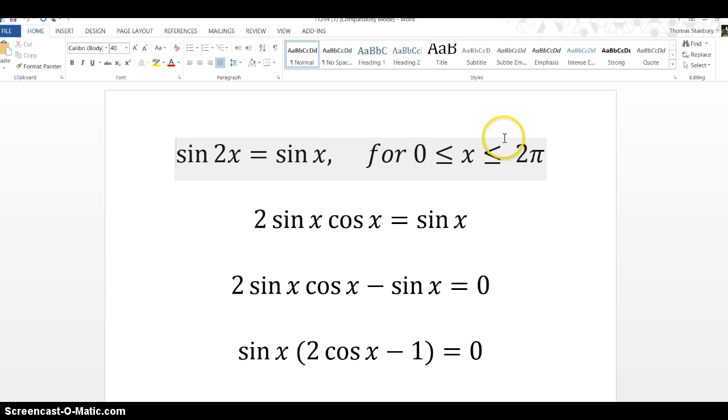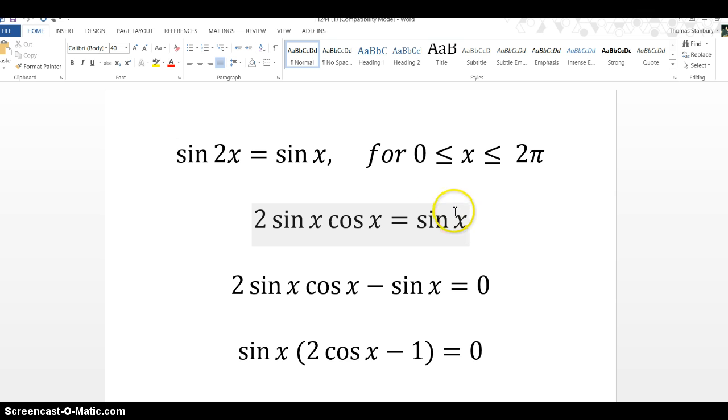Look at all angles x, our angle, greater than or equal to 0 and less than or equal to 2 pi. So we can include 2 pi and 0. All right, first thing we do: when you recognize an identity like sine of 2x, we'll write the formula down, 2 sine x cosine x, and that equals sine of x.